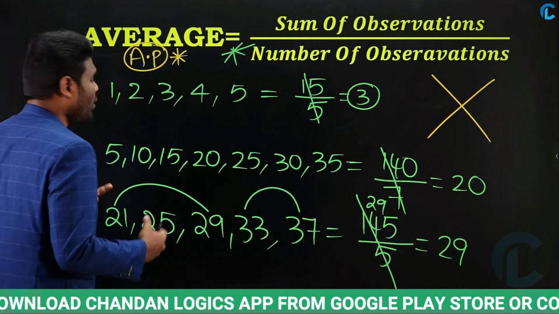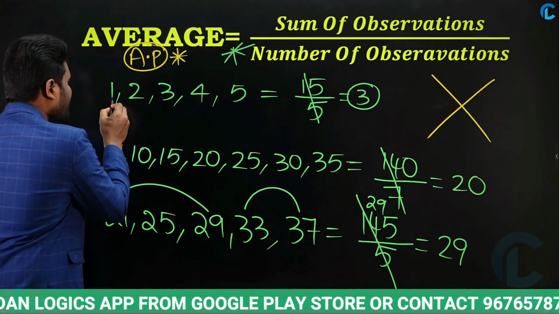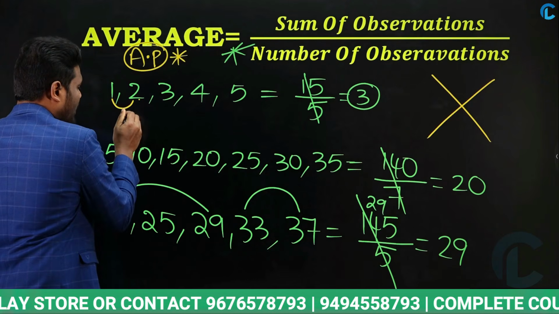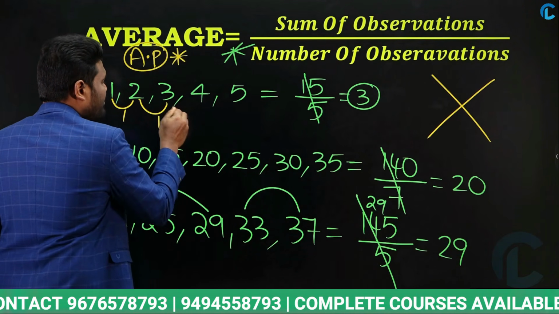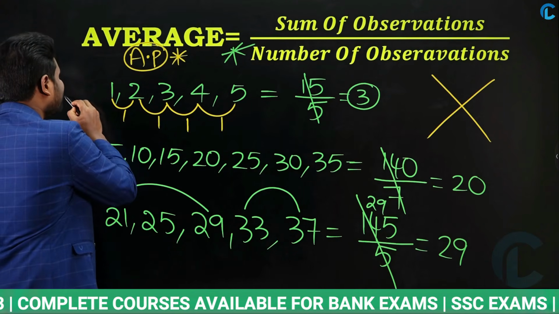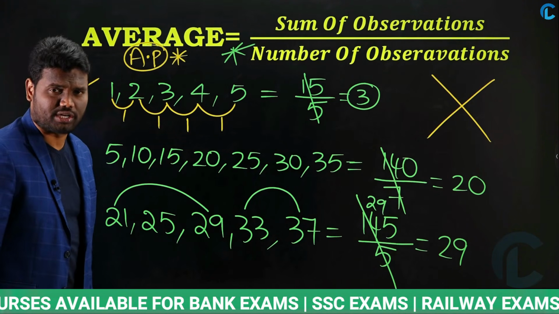If you observe here, what do you mean by common difference? If you look here the difference is 2. Sorry, here the difference is 1. Here the difference is 1. Here the difference is 1. Here the difference is 1. Which means this series is in arithmetic progression.